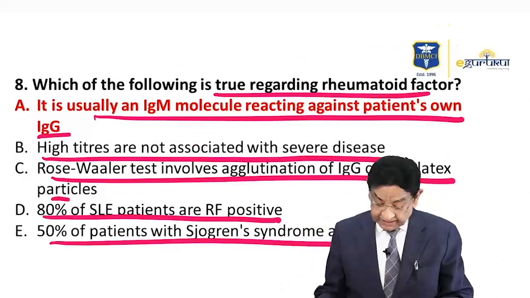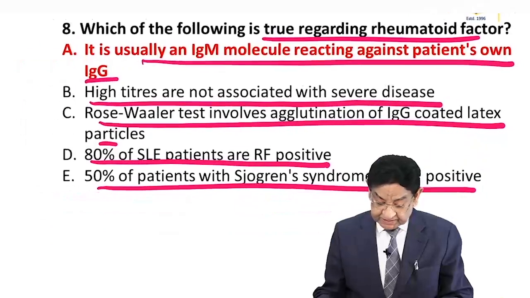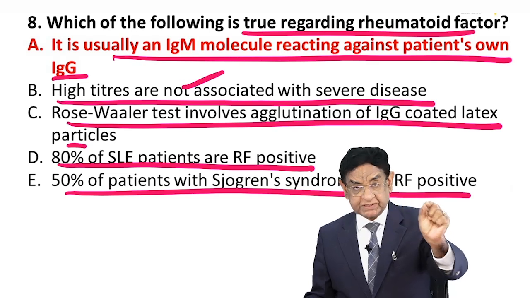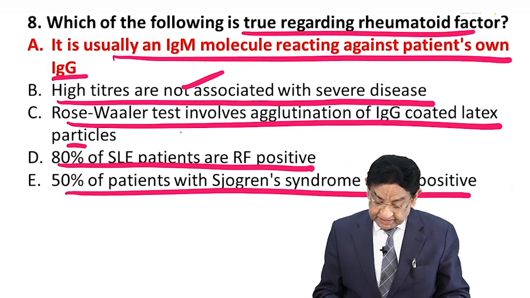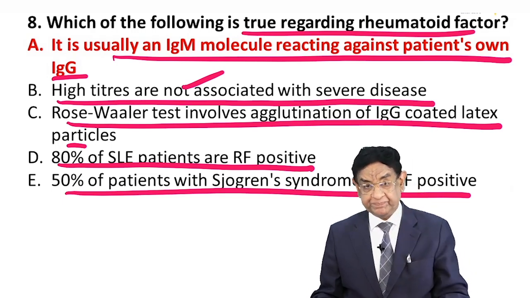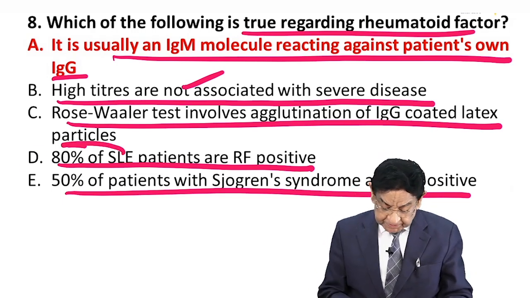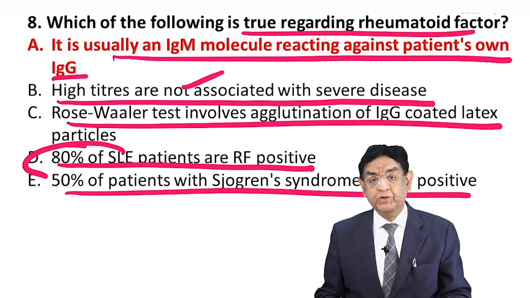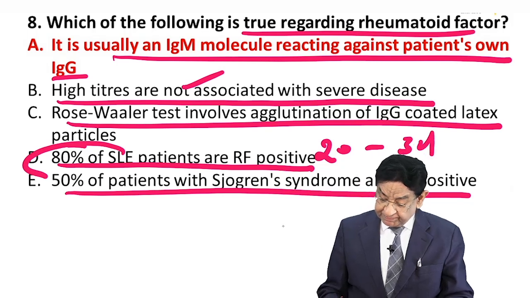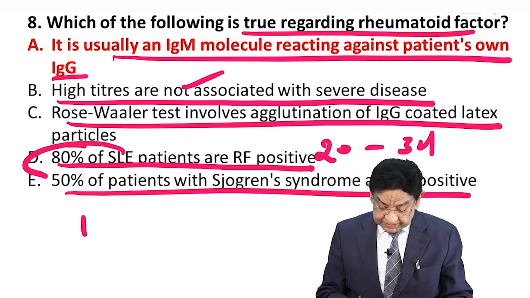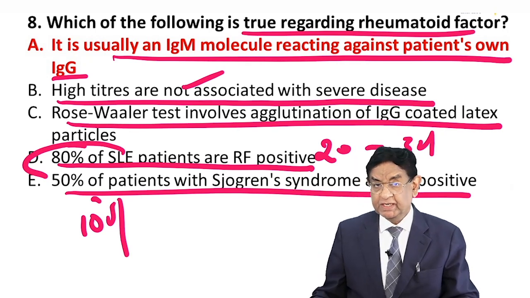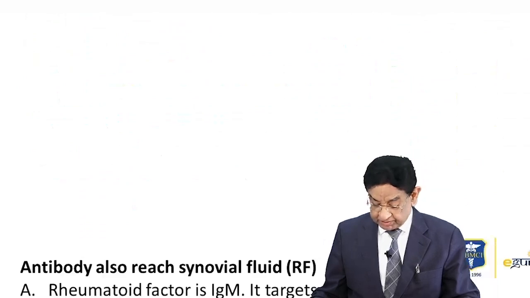High titers are not associated with severe disease? No, they are seen in severe progressive disease. Rose-Waaler tests involve agglutination of IgG-coated latex? No, they involve IgM. 80% of SLE? No, it is only 20 to 30%. And 50% are positive? No, they are 100% positive. So we have ruled out all the other options also.